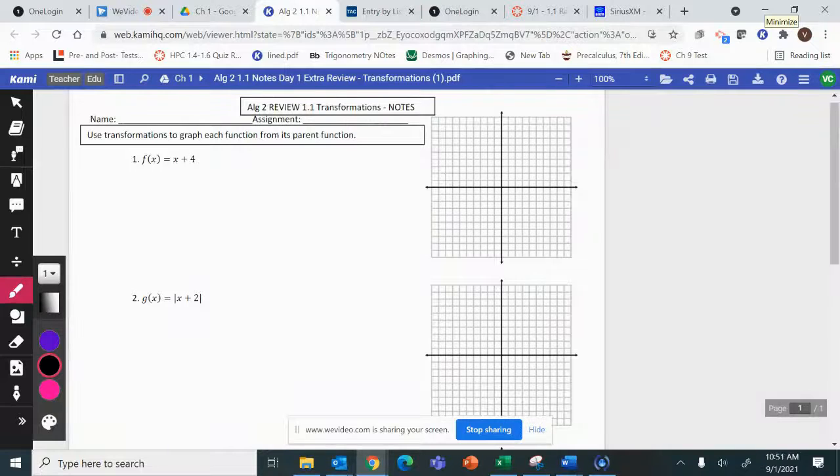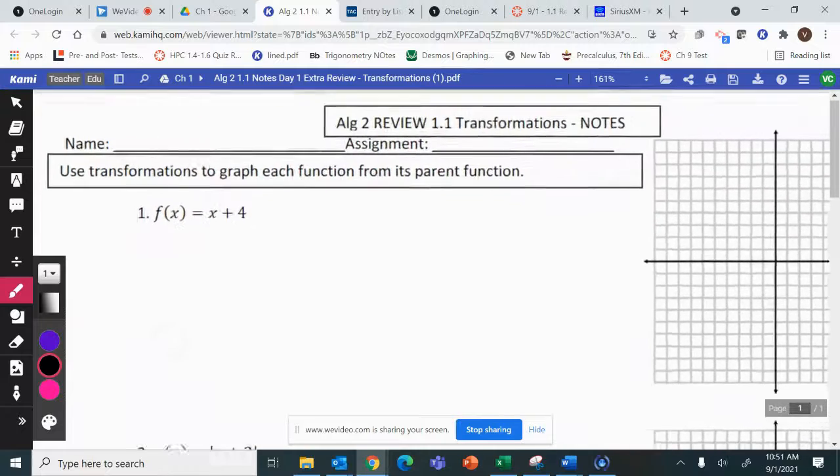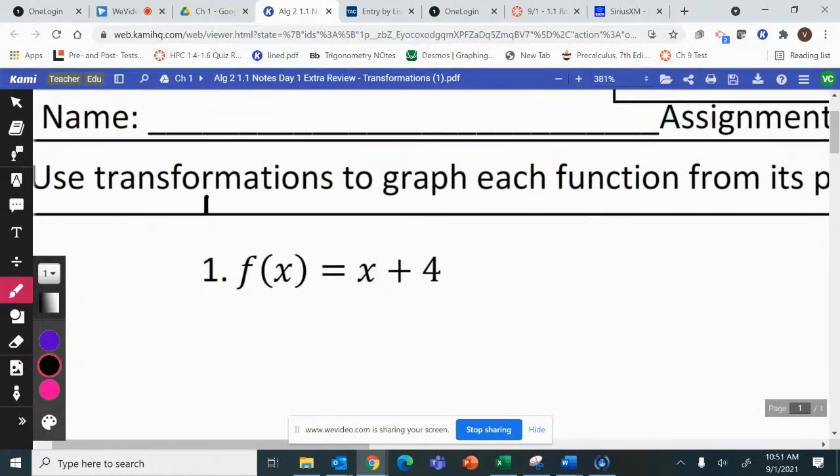All right, as a quick review on transformations. Before I even start the first one, I'm going to zoom really far in and just use a little bit of extra space.